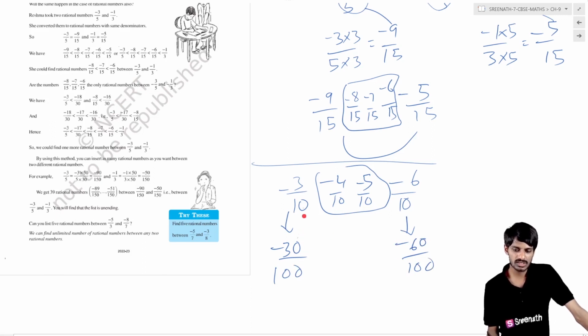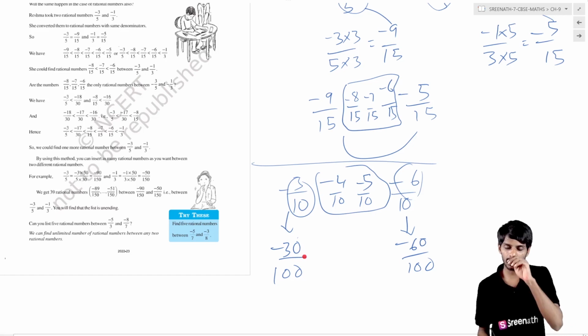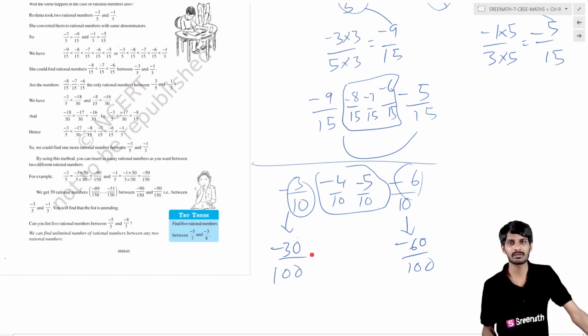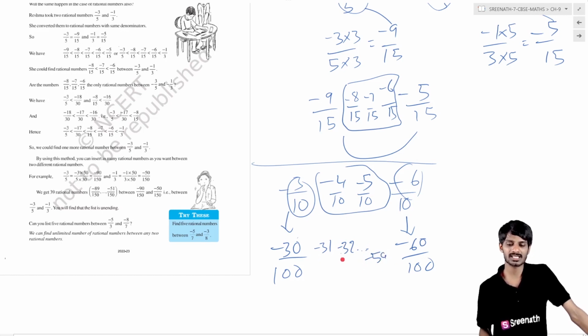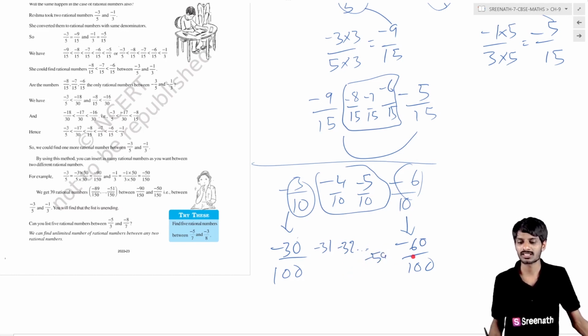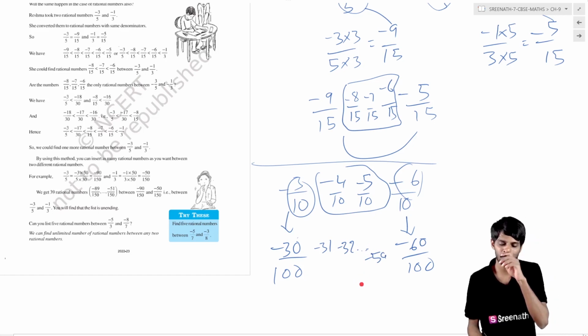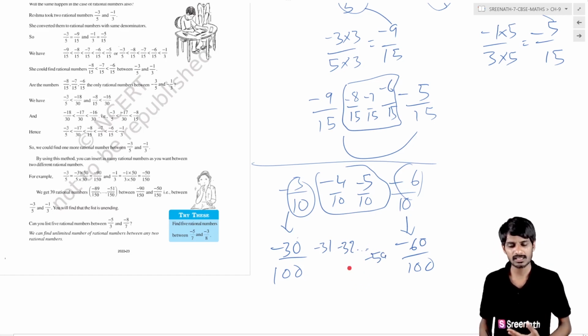So these rational numbers are equivalent to those rational numbers. Then what are the rational numbers between these two? This is 30, this is 60. There are almost 30 rational numbers: minus 31, minus 32, and so on, up to minus 59. So almost 30 rational numbers in between these two. How crazy is it, no? Only 30 rational numbers. If you multiply this again with 10, what happens? It becomes 300.